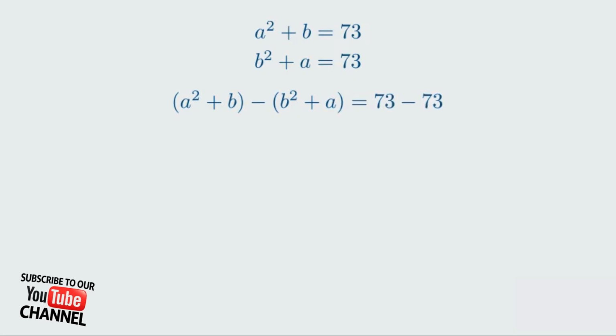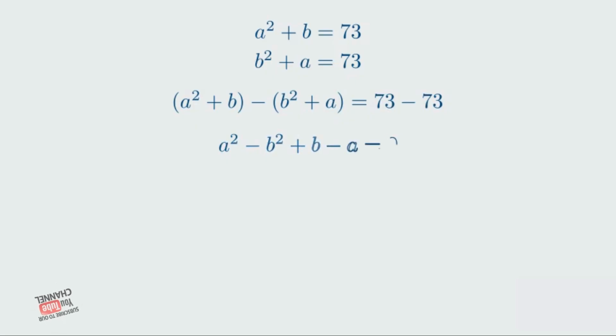Now let's distribute the negative sign and rearrange the terms. This gives us a squared minus b squared plus b minus a equals 0. Look familiar? It should. This is the exact same equation we arrived at using the factoring method. Because this equation is a direct consequence of our original system, any pair a, b that satisfies the original equations must also satisfy this equation. Conversely, any pair that satisfies this equation gives us potential candidates for our solutions.